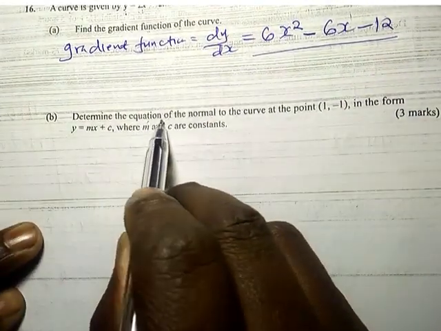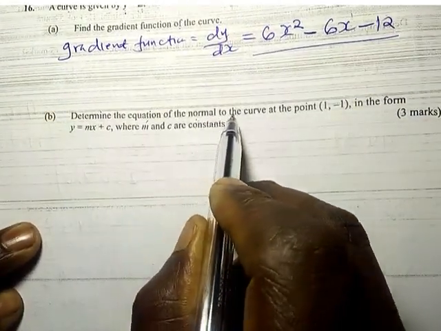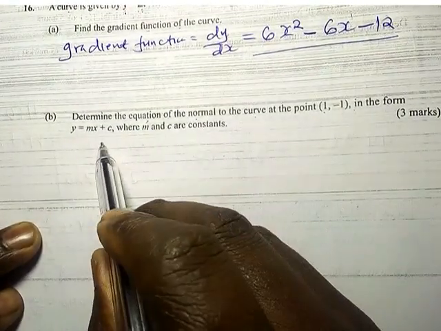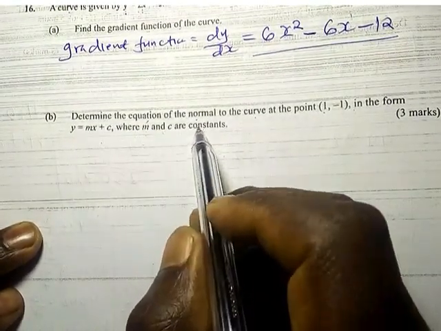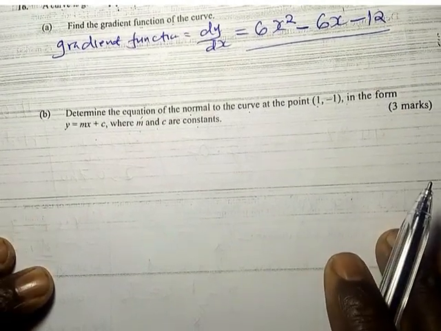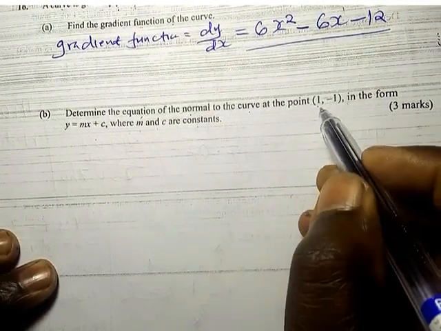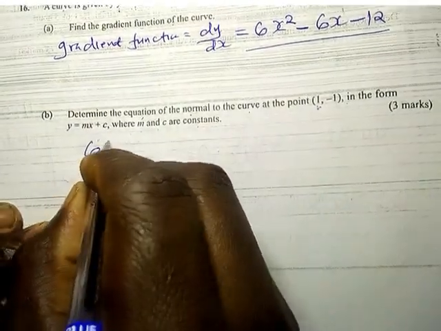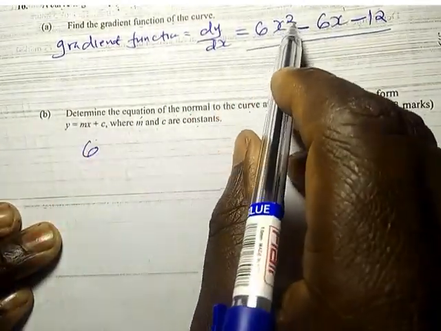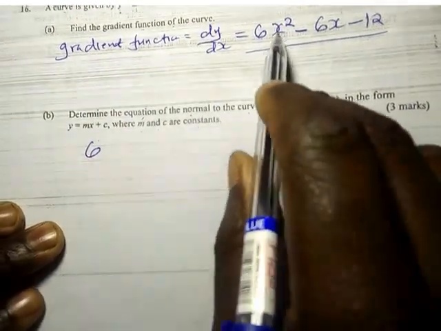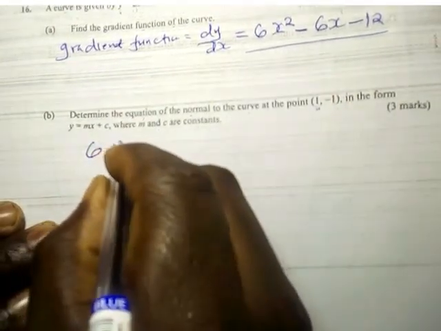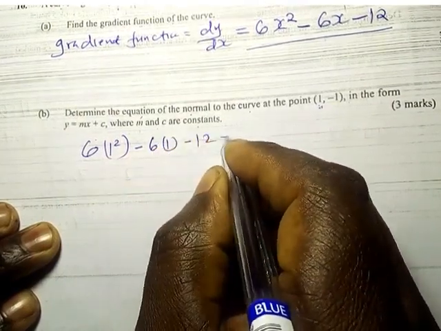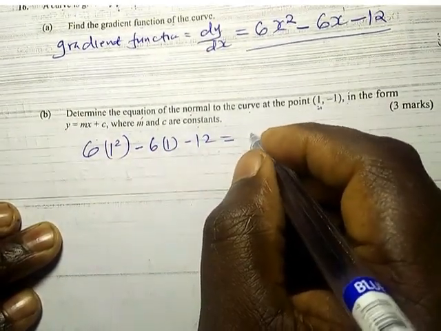Determine the equation of the normal to the curve at this point, in the form y equals mx plus c, where m and c are constants. So first, let us get the gradient when x is 1. This is the gradient function, so we will substitute 1 where we have x. 1 squared minus 6 times 1 minus 12, and the gradient is negative 12.